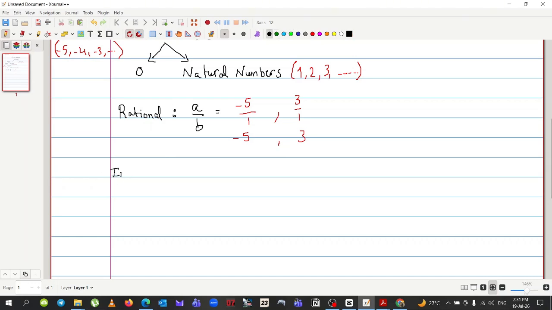The irrational numbers are numbers that can be written under the square or the cube root and do not produce a whole number. For example, we said root 3, cube root of 5, root of 7, cube root of 12, and so on. Alright? So these are irrational numbers. And also we have the pi.